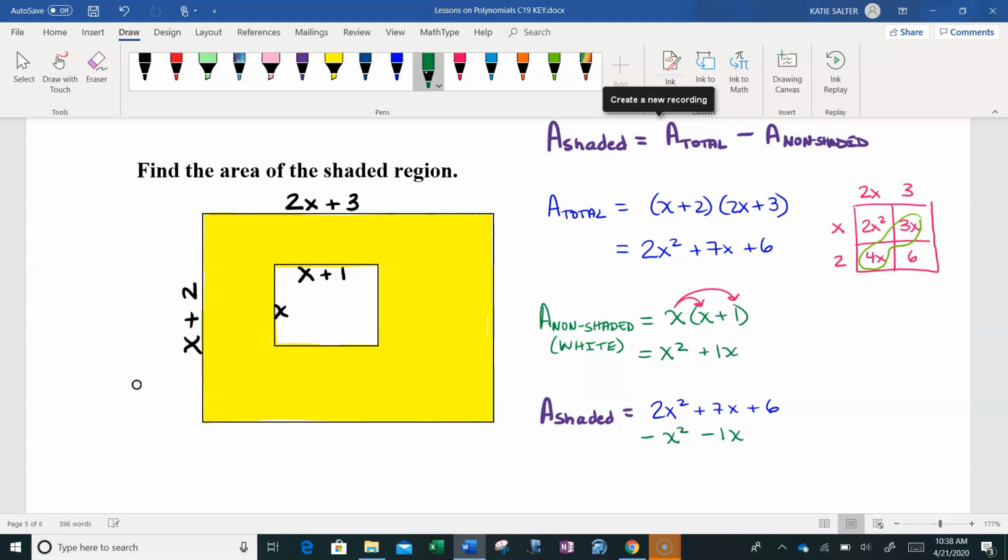You don't want to just subtract the beginning of it. You want to make sure you subtract all of it. So that I can see this 1 here, I'm going to put it there so I don't make a mistake when I subtract. 2x squared take away 1x squared is just going to leave us with 1x squared. 7 take away 1 is 6x, plus 6.